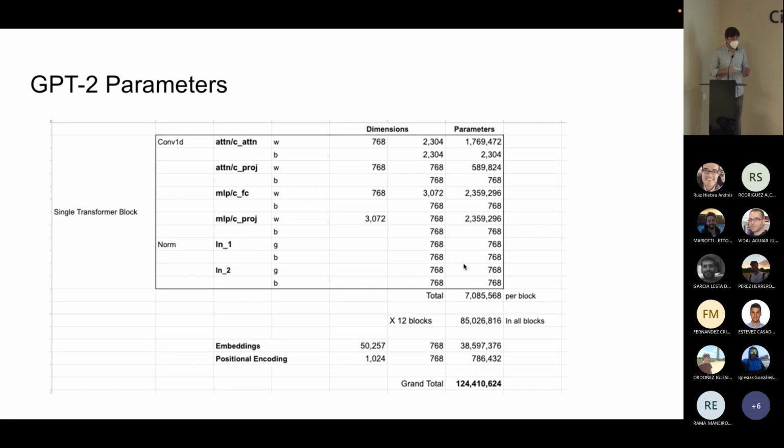Here it might be interesting to see, when we say 100 million parameters, where are the parameters? Just for getting a glimpse. Well, we can see that a good part of the parameters are in the embeddings part, the layer that converts words to vectors.